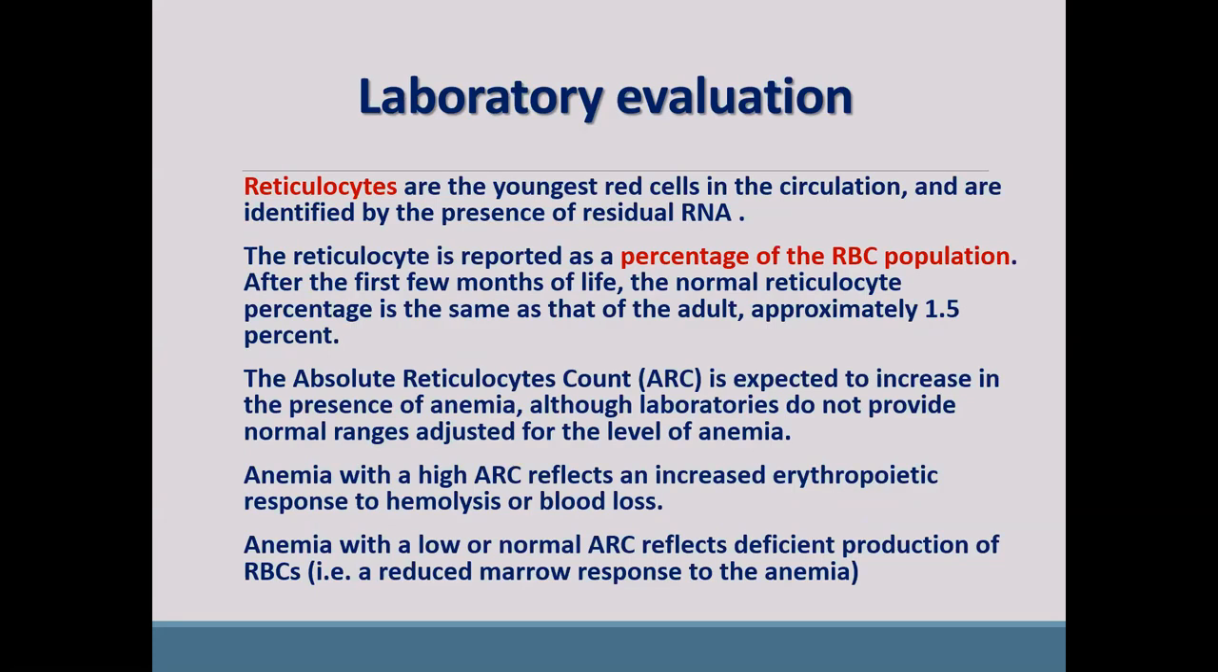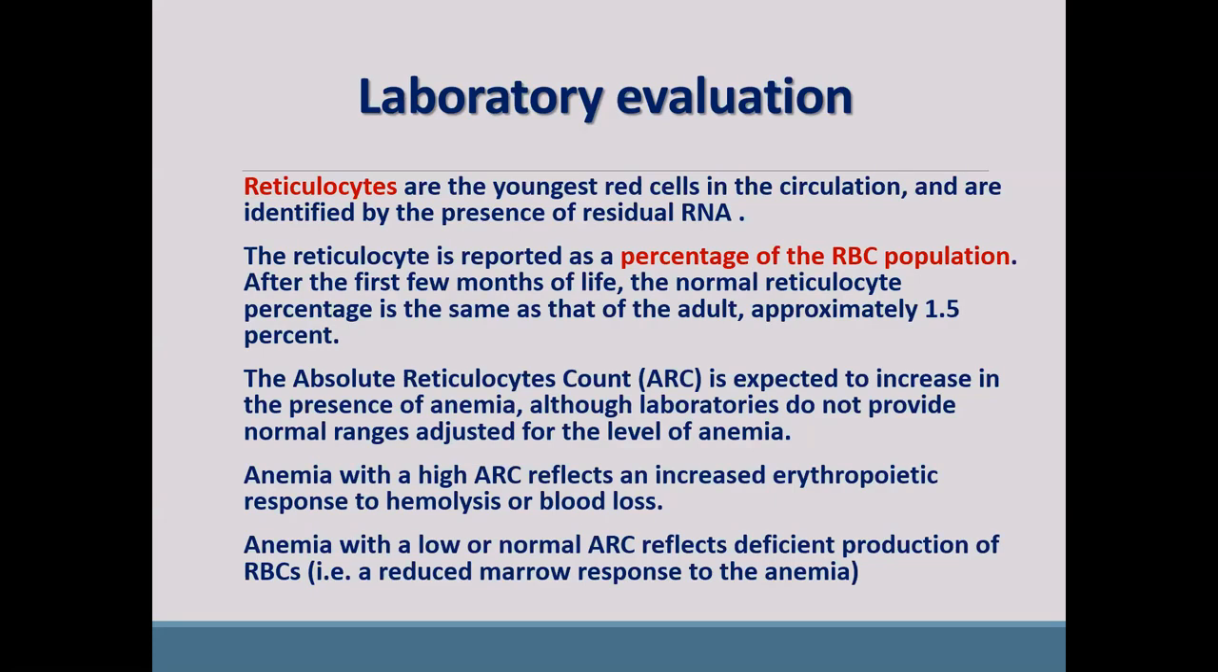Reticulocytosis: the retics are the youngest RBCs, as I mentioned, and are identified by residual RNA or nucleus. They are reported as a percentage of the RBC population. After the first few months of life, the normal retic percentage is the same as that for adults, approximately 1.5%. An absolute reticulocyte count is expected to increase in the presence of anemia, although laboratories do not provide a normal range, which is adjusted to the level of anemia.